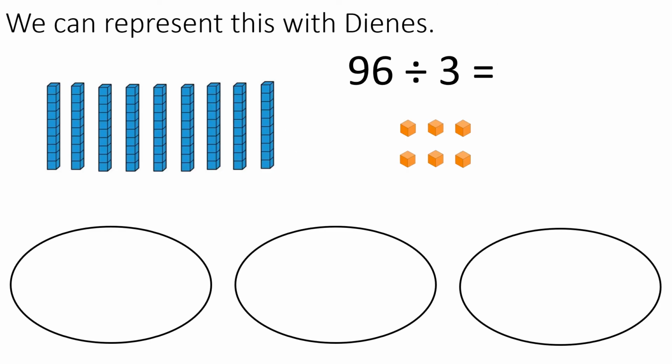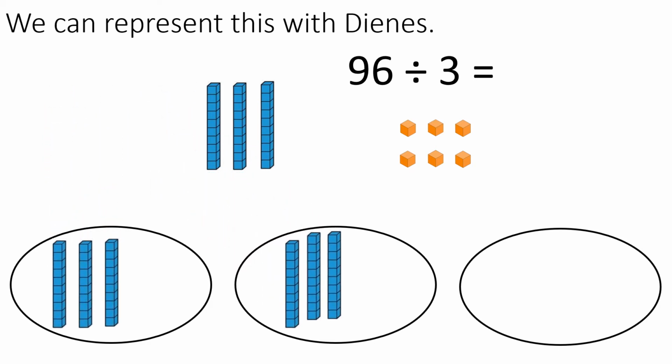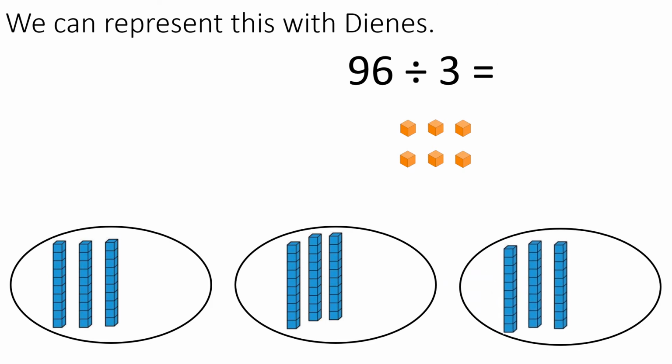We can represent this with Deans. Here I have 96 in Deans, separated into 9 tens and 6 ones. I need to share these Deans between the three groups. First, I will share the tens into three groups of 30. Next, I will share the ones into three groups of 2. In each group, I now have 32. Therefore, 96 divided by 3 is equal to 32.